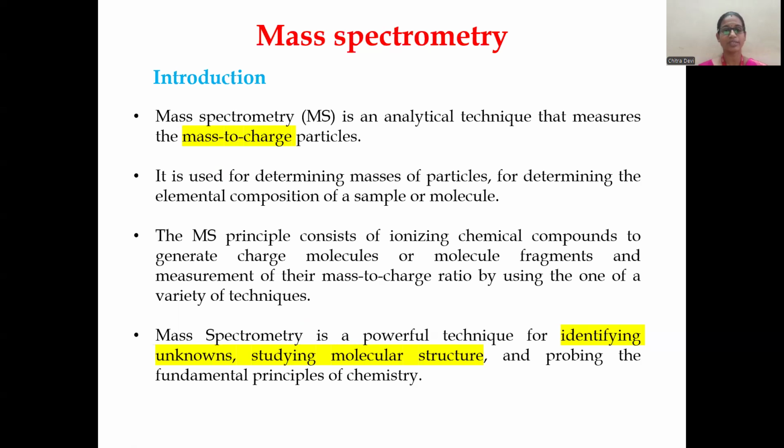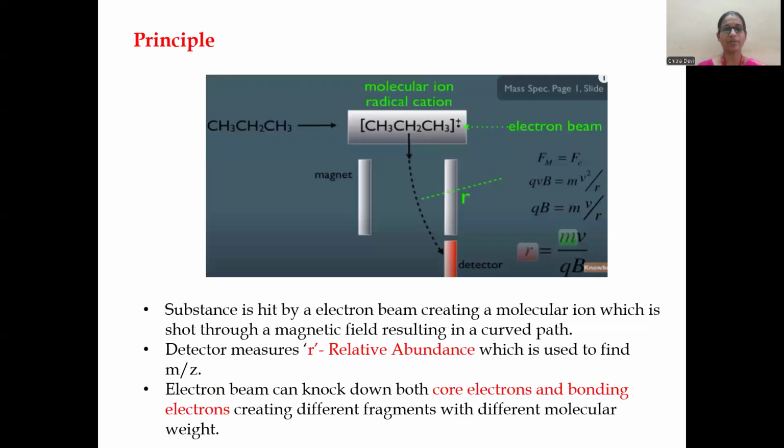So the mass spectrometry principle consists of different steps. One is ionization of a chemical compound. Because of this ionization, different molecular fragments or charged molecules will be produced. According to the production, we can detect the mass to charge ratio of the compound or molecule.